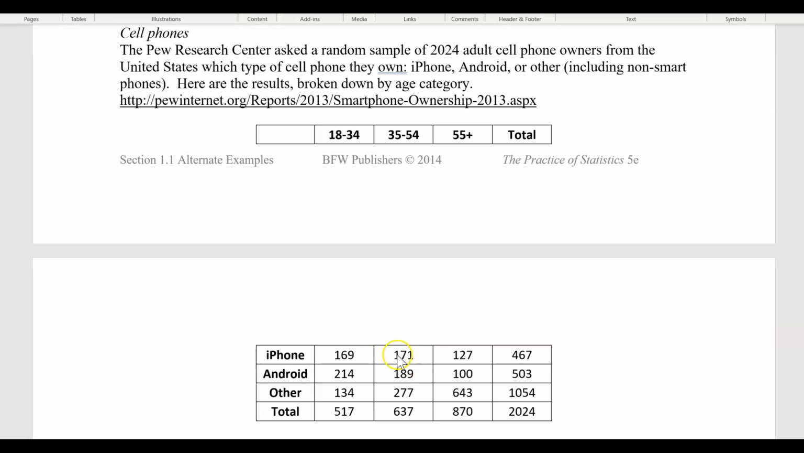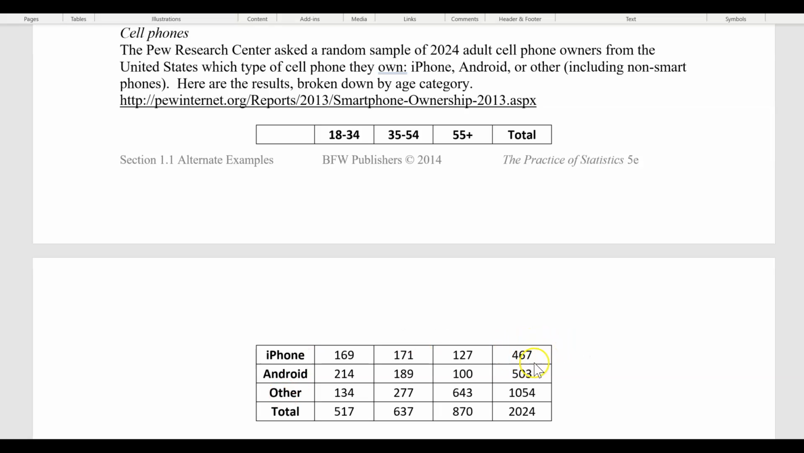This number 171 is clearly bigger than 169, but it really doesn't mean anything to me that it's bigger, because the total of people that were 35 to 54 is bigger than the total of people 18 to 34. So what's more helpful for us in this type of situation is to look at percentages, okay? We can do that two ways, right? We can look at just the percent breakdown of iPhone, Android, and other, right?